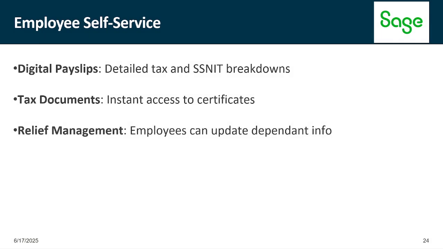Your staff also get digital payslips. You can send payslips to your staff, detailed with tax, deductions, SSNIT contributions, all the breakdown. So everything is transparent for your staff. Yes, everybody is happy with you. Tax documents, everything you need, you get in the system. Relief management, and you can print reports on all these deductions and contributions since you started using the software, because everything is in the system for you.